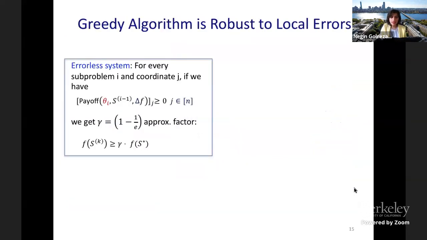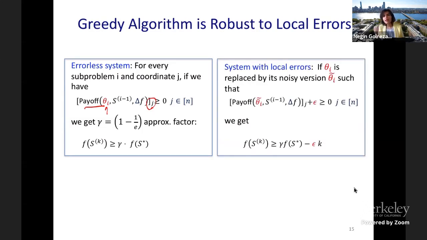So now let me also talk about a very nice property of this greedy algorithm. In fact, I'm going to show you that this greedy algorithm is robust to local errors. So what does it mean? Let's say I have an errorless system. For every subproblem i and every coordinate j, I manage to make sure that the vector payoff at the solution that I'm returning is greater than or equal to 0. Then by the result we know, if you satisfy that, you are going to get the 1 minus 1 over e approximation factor. Okay, so that's what I mean by an errorless system.